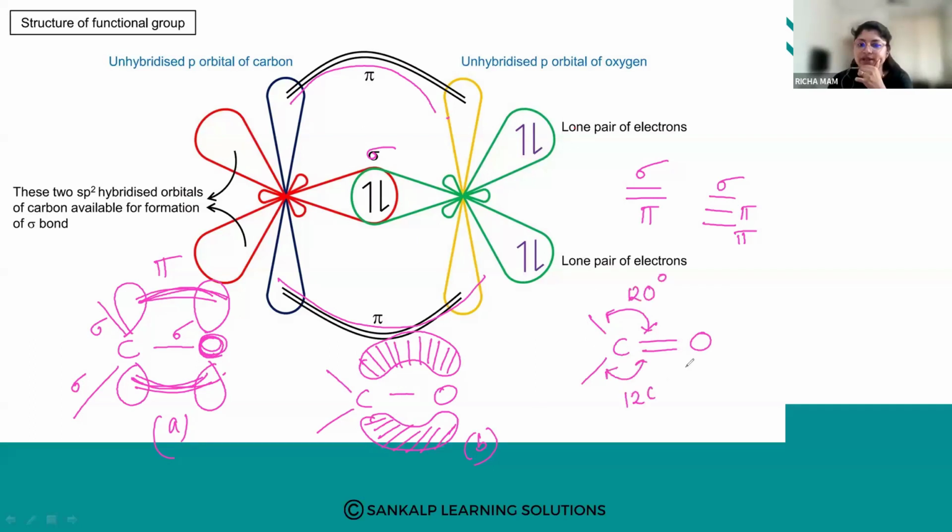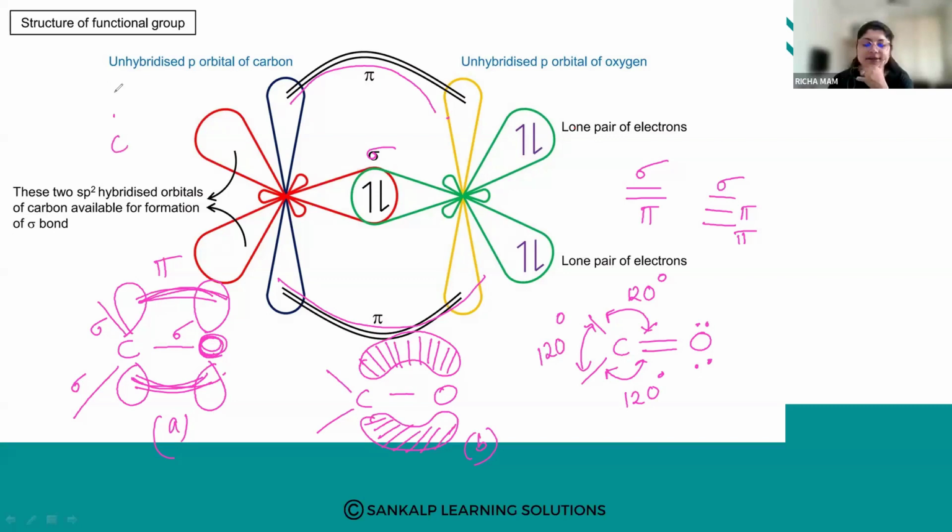Okay, it is 120 degrees. Oxygen has its lone pair of electrons, so the angle between these atoms is 120 degrees. The bond angle is approximately 120 degrees, and it has a planar structure.